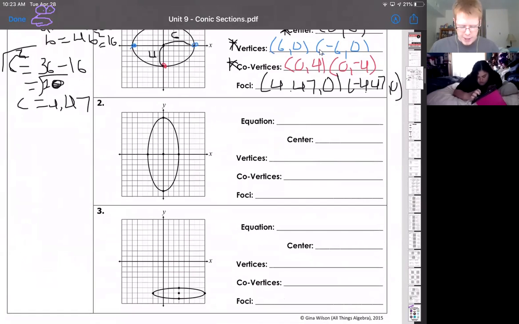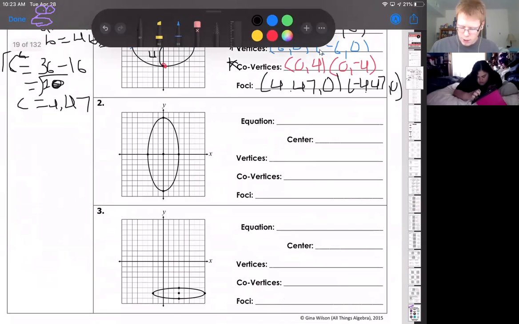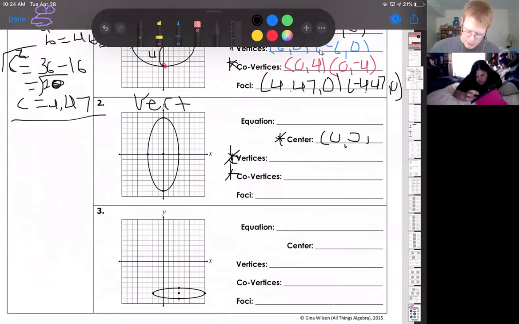So let's look at example 2. Looking at this one, you can see this is a vertical ellipse. So the first thing I would do is just find your information about your ellipse. So your center, once again, is 0, 0. Sloppy, but yeah, your center is 0, 0.